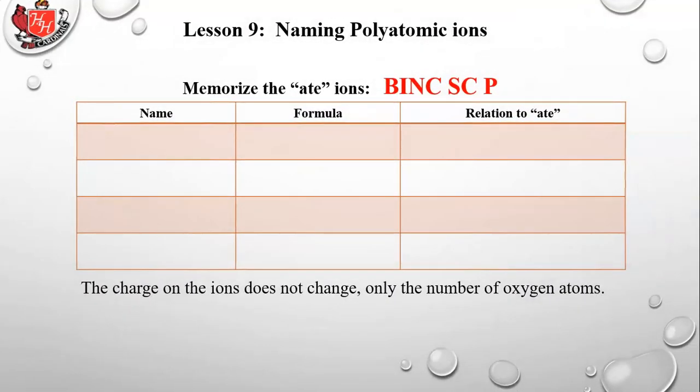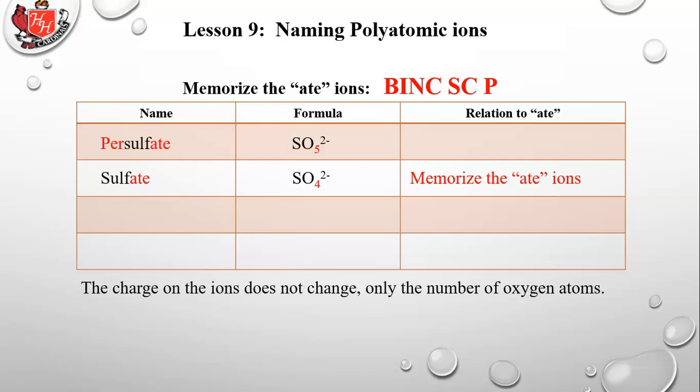So let's do another one of these. Sulfate, SO4 2-. You should memorize that one, both the formula and the charge. Now we're going to go up above, SO5 2-. That's 1 more oxygen, so that's called persulfate. Put per on the front of it. That's 1 more oxygen than sulfate.